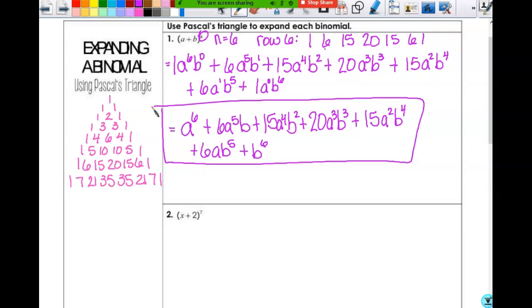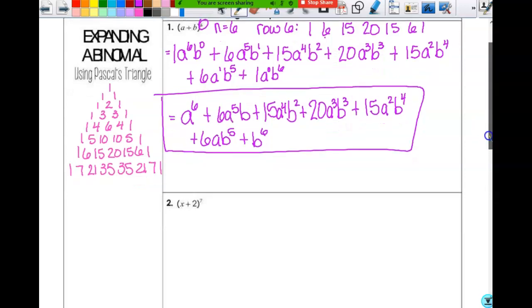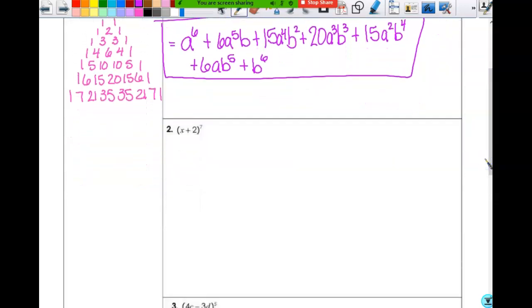Okay. Any questions at all? Everybody good with where everything came from? Since both of the terms in that binomial were just variables, I can still in here see the coefficients matching the triangle. But when you throw numbers in that, it's not going to be as obvious when we're done. Okay, so let's look at number 2.